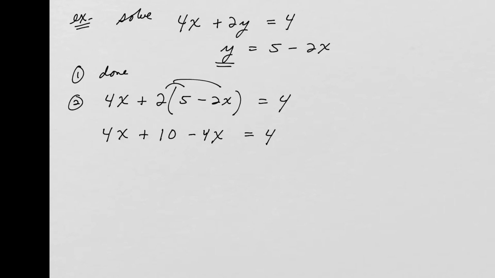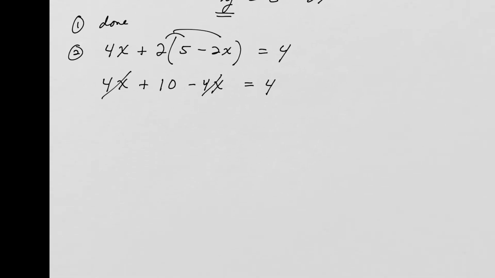And then if I try to solve for x, look what happens here. 4x minus 4x is 0, right? Those happen to cancel. So I'm going to get something that says 10 is equal to 4. This is never true, right? This is always false.